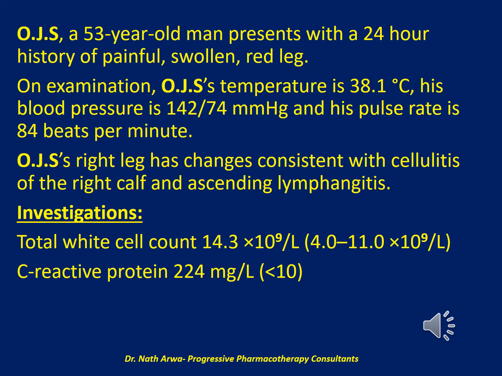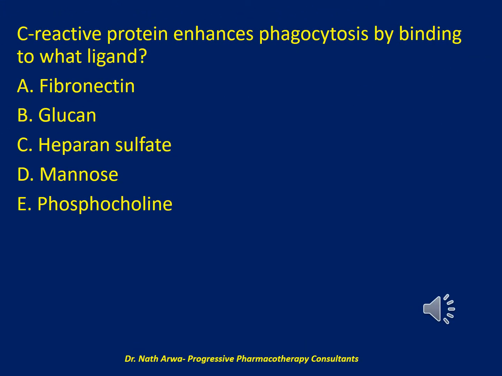Total white cell count 14.3 times 10 power 9 per liter. The normal range is 4.0 to 11.0 times 10 power 9 per liter. C-reactive protein is 224 mg per liter. The normal range should be below 10. C-reactive protein enhances phagocytosis by binding to what ligand?